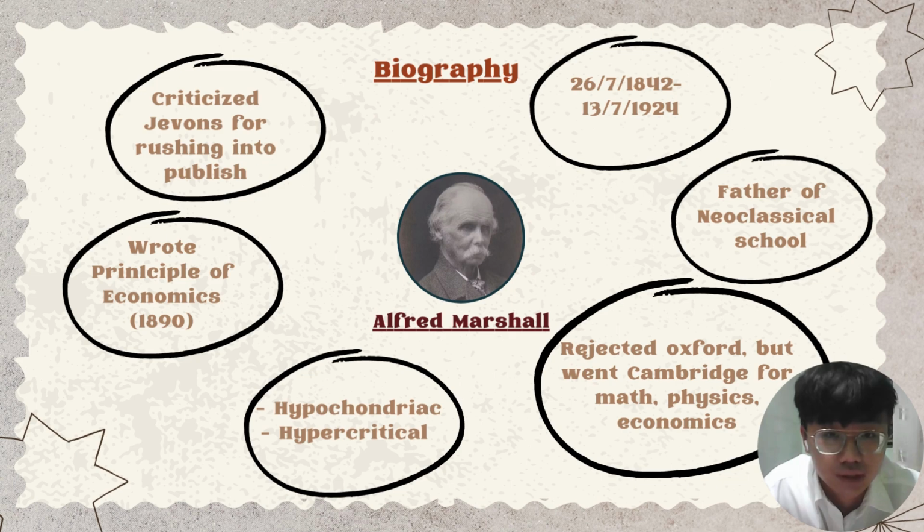Next, Alfred Marshall wrote the famous Principles of Economics book, which was published in the 1890s. This book was a standard textbook for British students for many years. Alfred Marshall also criticized Jevons for rushing into publishing books, because he didn't want any mistakes in his books when they were published.